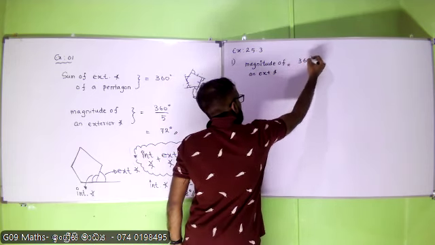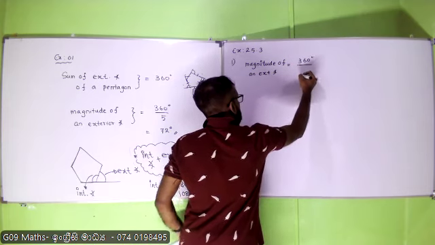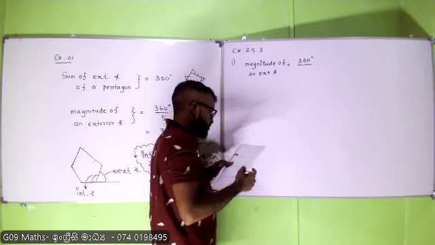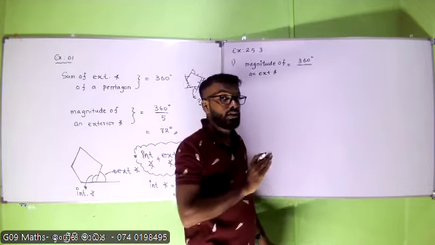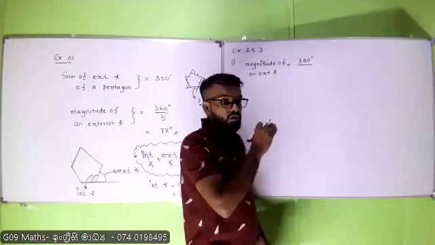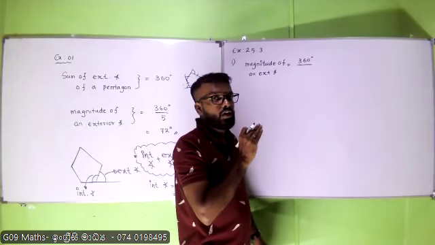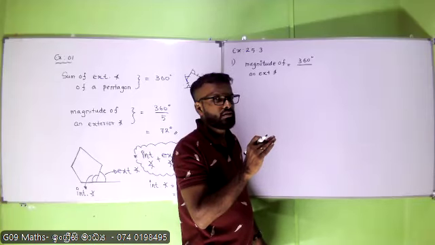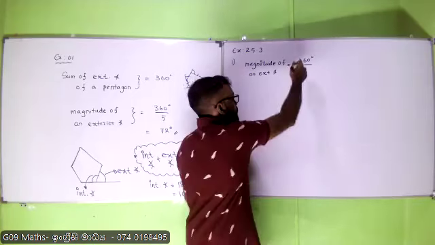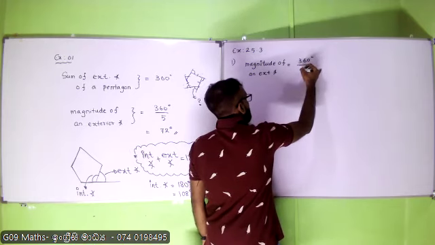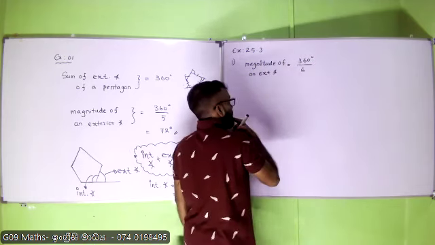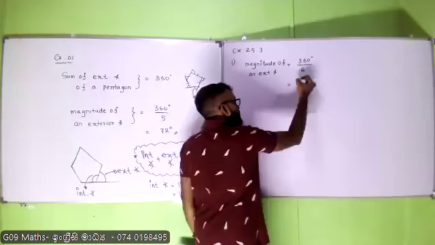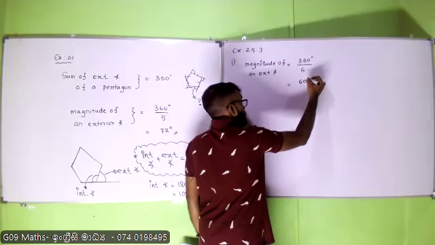360 degrees divided by the number of angles. This is a regular hexagon, so all angles are equal, and the number of angles and the number of sides are equal. The number of sides is 6 for a hexagon, and the number of angles is also 6. So you divide by 6 to obtain the magnitude of an exterior angle. 360 divided by 6 means 60 degrees.